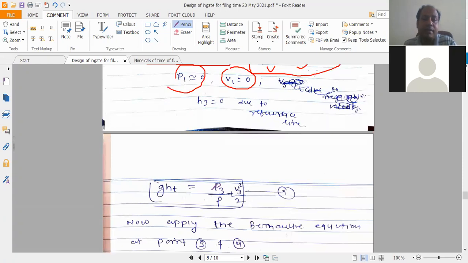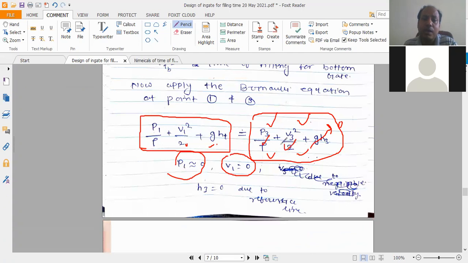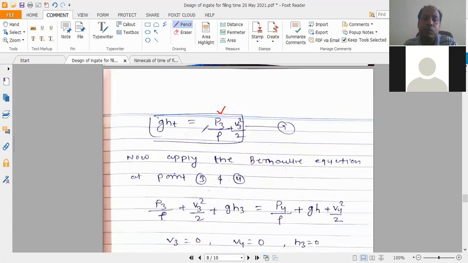So then we can find p3 by rho plus v3 square by 2 equal to g into ht. We have assumed this as equation 1.